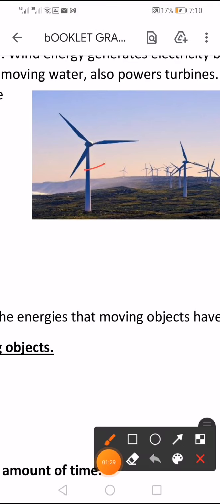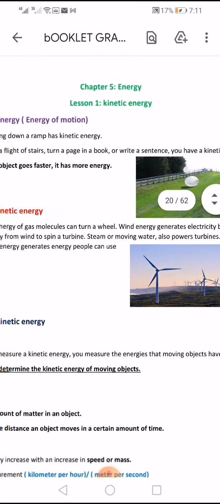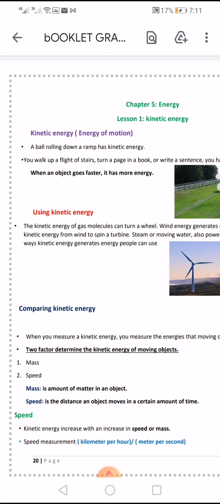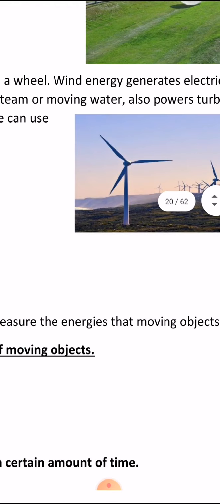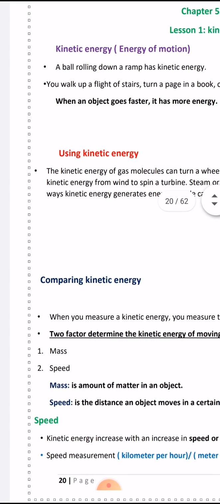Look, when this fan moves, it generates what? It generates electricity. Electricity by kinetic energy. As when it gets faster, there is more kinetic energy. So here, the kinetic energy of gas molecules of air can turn a wheel. This turns the wheel of the fan, and also wind generates electricity by using kinetic energy from wind to spin a turbine.